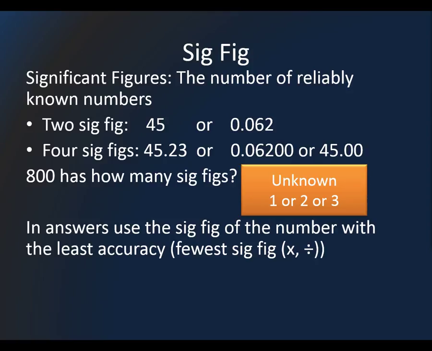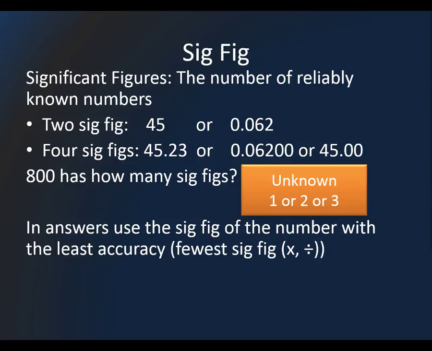When you're doing multiplication and division, you always want to use the number with the least accuracy. Well, that's true in any case. In multiplication and division, that means the fewest number of significant figures. If I want to take 45 times 45.23, I can only keep 2 significant figures in whatever my answer is. Addition and subtraction is a little different, and we'll talk about that in just a second.